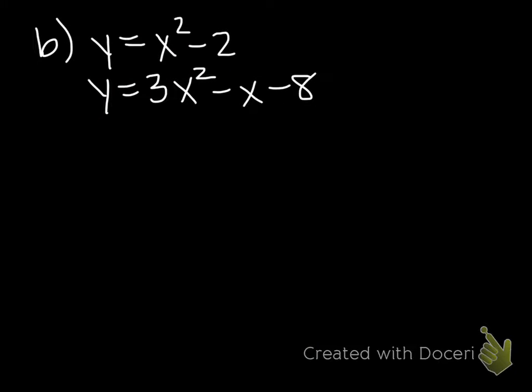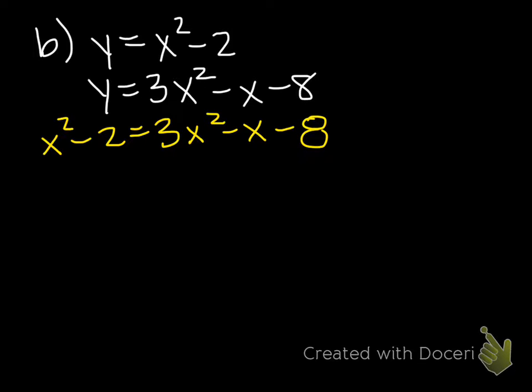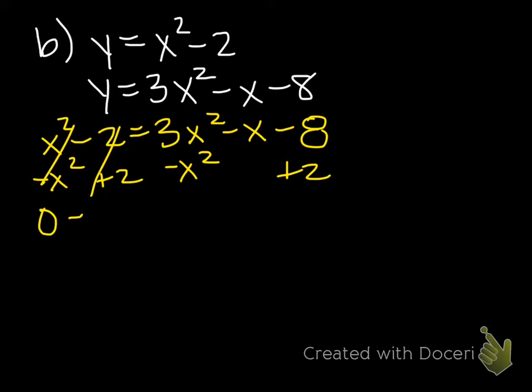Again, same idea for letter B, so we're going to set them equal. So I have x squared minus 2 and a 3x squared minus x minus 8. I need to get this equal to 0, so I'm going to subtract the x squared over, and I'm going to add the 2 over. So when I do that, I get 0 equals 2x squared minus x minus 6.